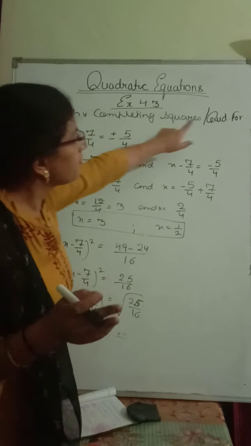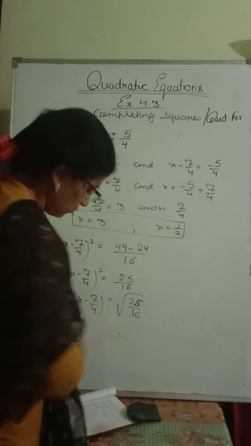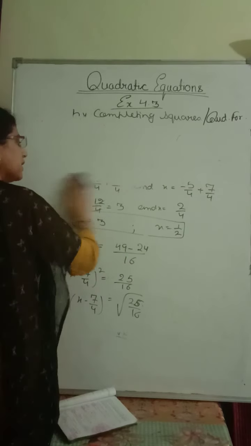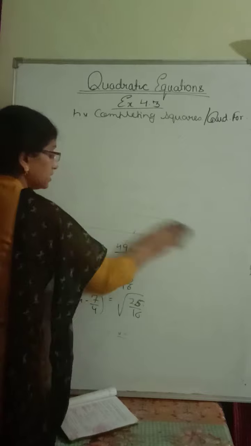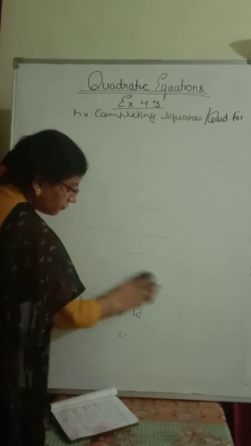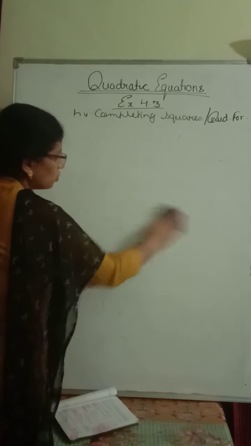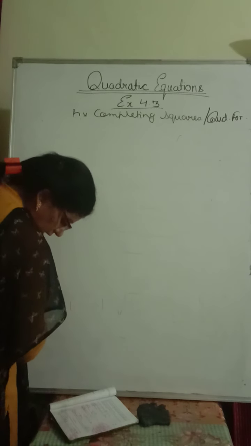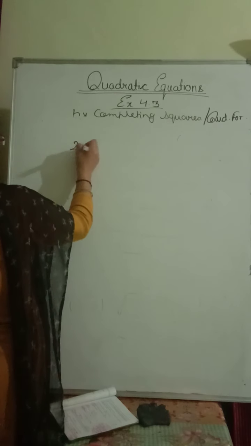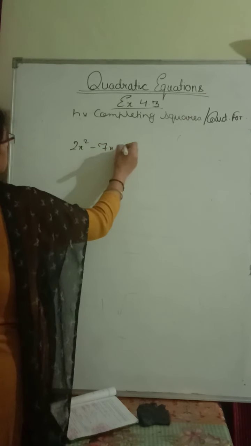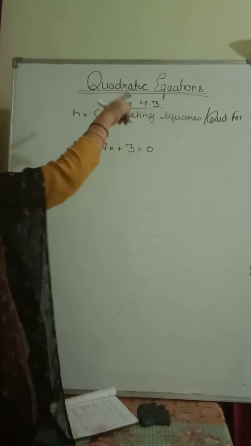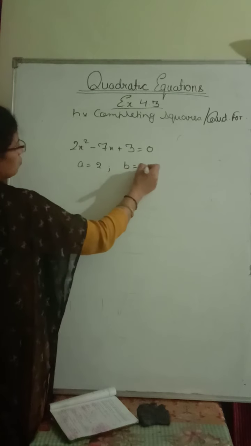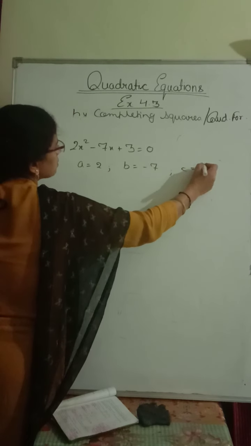Now we will do by using the quadratic formula. Same equation. Let me write the same equation and you will do it by the quadratic formula. Both are different methods but the value will come the same. So now what is the same equation? Let me write 2x square minus 7x plus 3 equals 0. So quadratic formula use karna hai. So what is a? a equals 2. What is b? b equals minus 7. What is c? c equals plus 3.